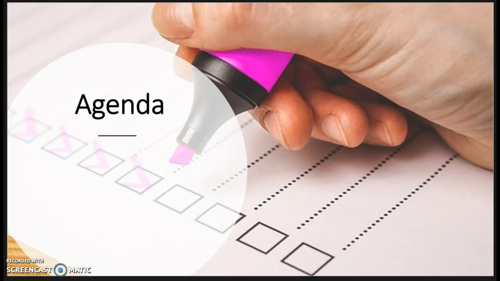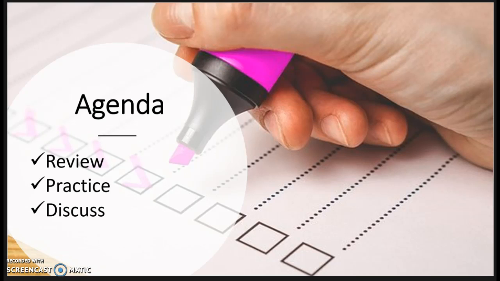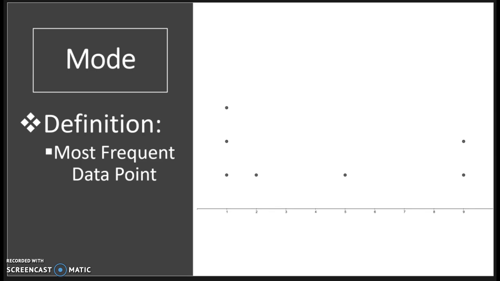Let's go ahead and look at the agenda. First, we will be reviewing the definitions and ways of solving for mean, median, and mode. We will then practice solving. Thirdly, we will discuss how to identify the typical values in a data set. And lastly, we will then practice identifying the typical values within a data set.